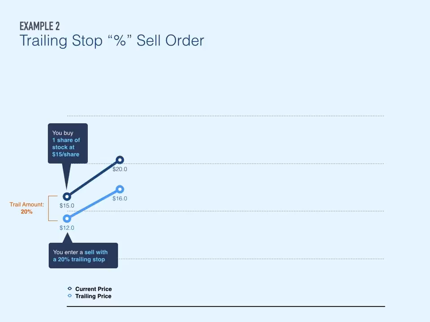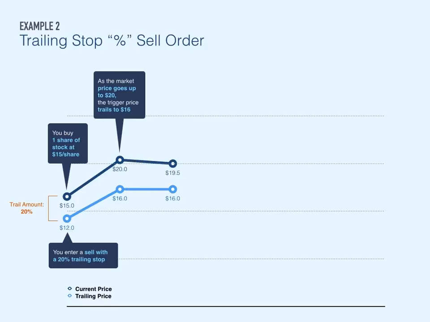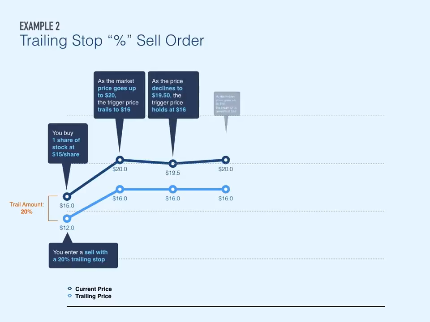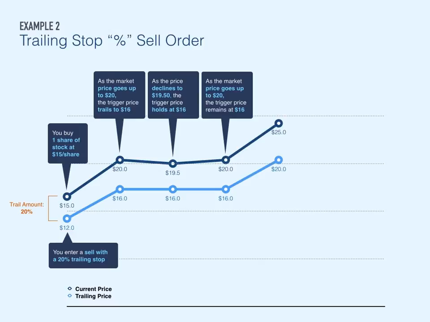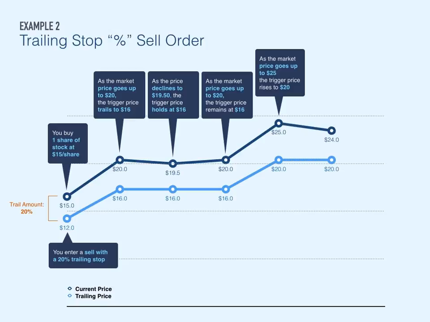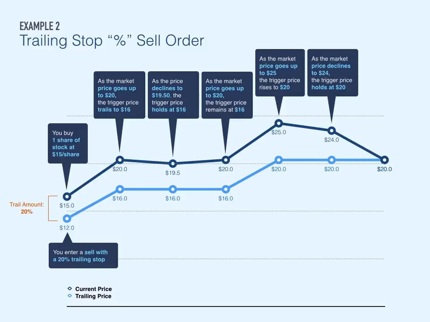As the market price goes up to $20, the trigger price trails to $16, $4 below the market, or 20% of 20. If the price declines 50 cents to $19.50, the trigger price holds at 16. If the market price goes back up to 20, the trigger price remains at 16. Were the stock to trade as high as $25, the trigger or stop price rises to 20, or 20% off the high of 25. If the market price declines to 24, the trigger price holds at $20. The trailing stop order is activated, the stock is sold, when the market falls to 20 or below.